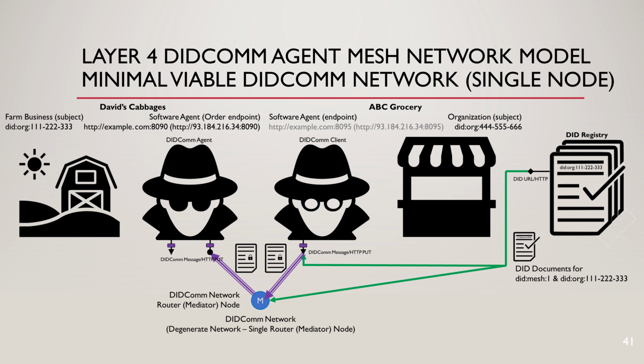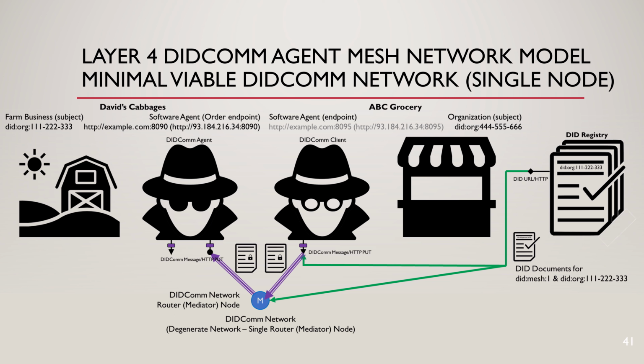The other sub-scenario there is where the agent on the left is behind a firewall, and so it's not possible for the client to send an HTTP request from the outside of the firewall to the inside of the firewall. So the same solution applies. The client, the sender on the right, would post that into the network, into that single relay mediator router node, and periodically the agent on the left would poll that relay node to download any messages that might be waiting for it.